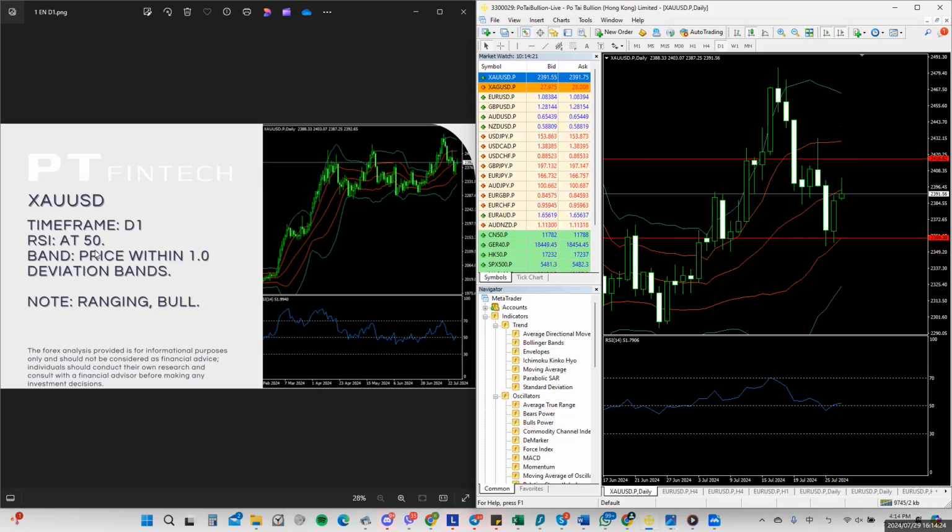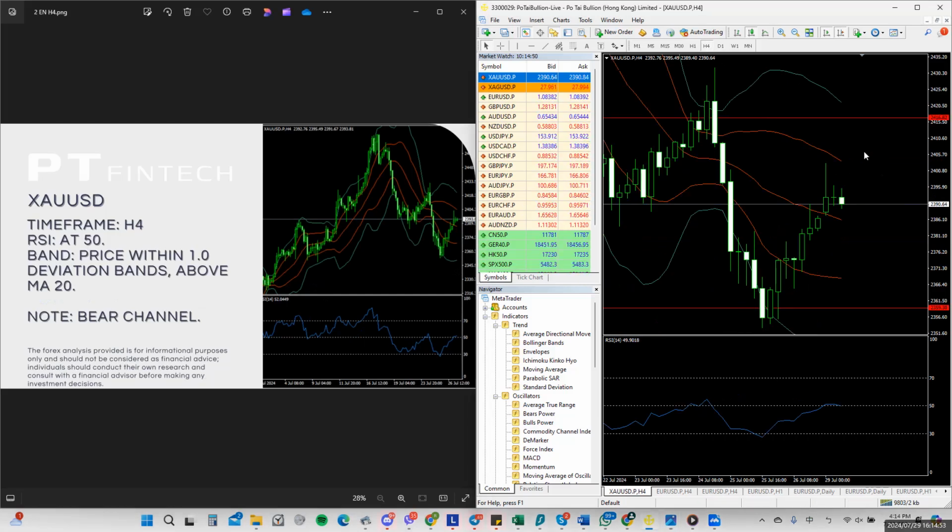So now bands, price within 1.0 deviation. If it's between the 1.0 deviation, I would recommend that we just jump on and do the 1.0 deviation bands trading. Meaning, if the trend is bullish, we can jump on and trade with the trend, which is then we go buy and then exit when the prices touch our top band of the 1.0 deviation bands.